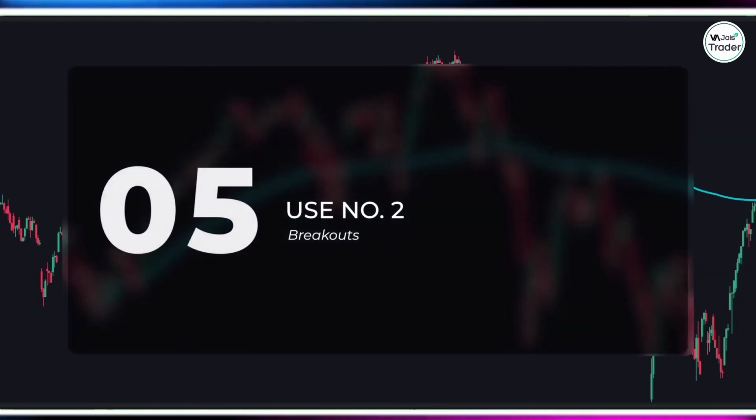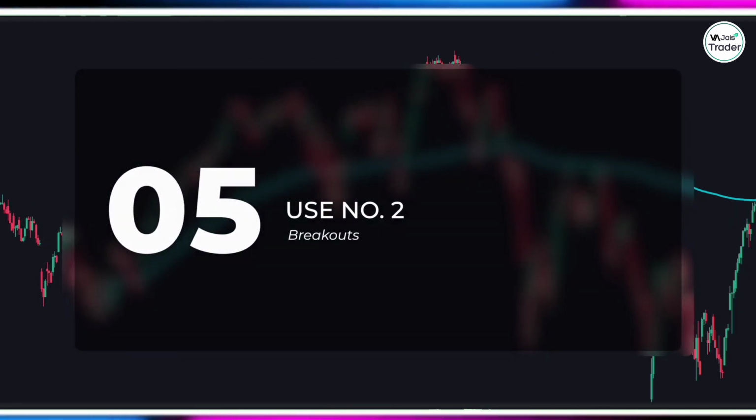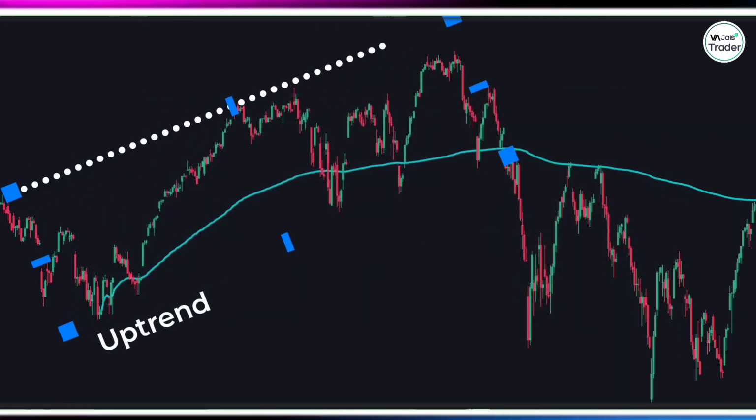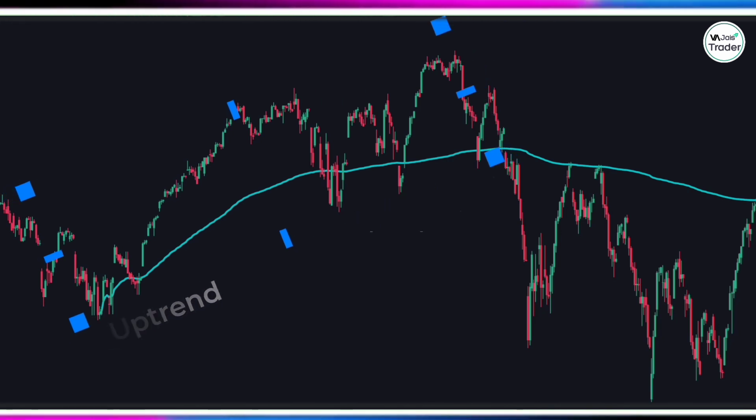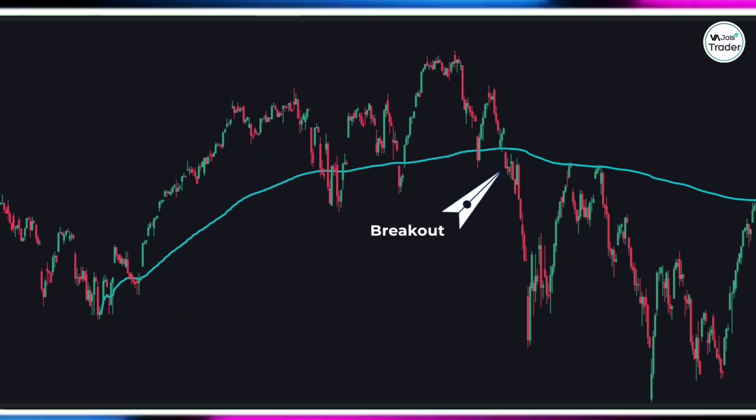Topic 5. Use number 2. Breakouts. After a sustained trend, when the price breaks out of an anchored VWAP, it is a sign that the trend has lost momentum, and a reversal may be in the cards.